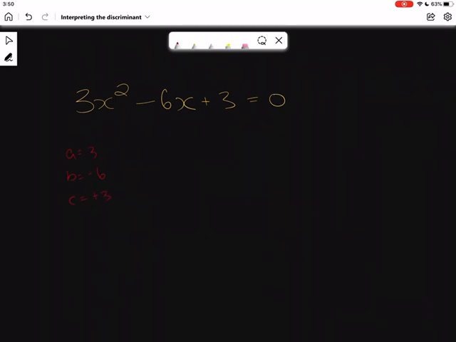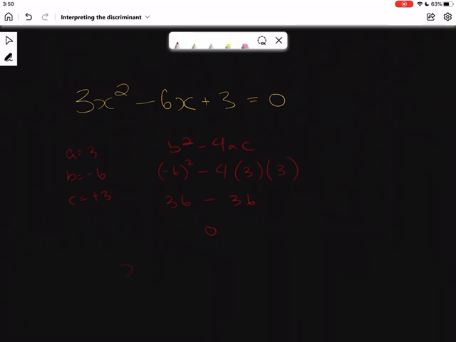So now when I look at b squared minus 4ac, and I substitute these values in, I get negative 6 squared minus 4 times 3 times 3. Okay, so now I get 36, take away 4 times 9, which gives me 36 as well. So now I have a situation where this equals 0.